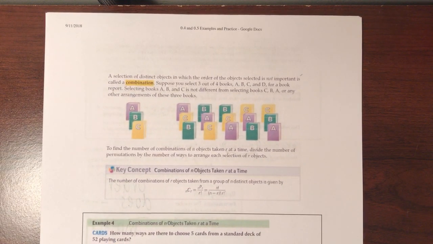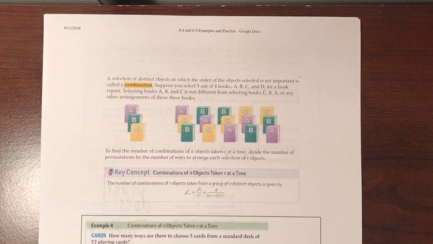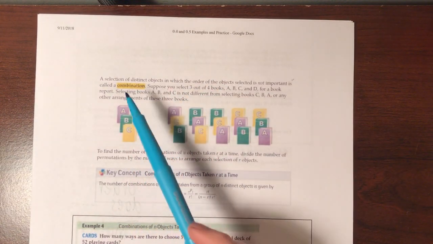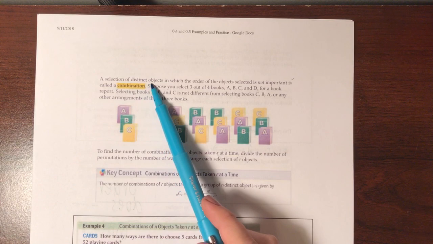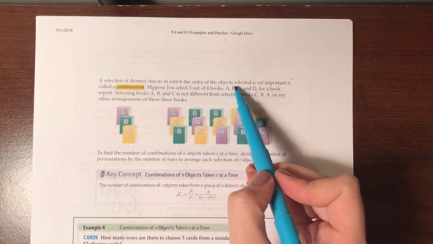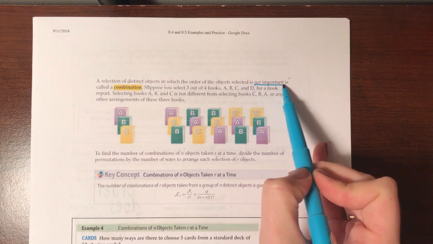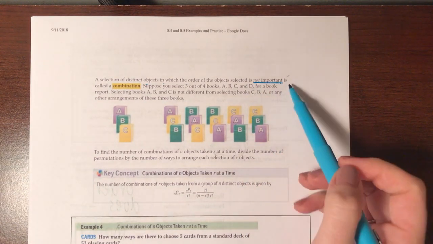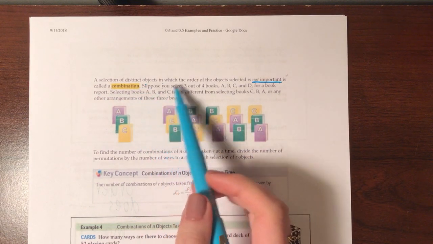All right, flip your page to where we have combinations. You've got these ABC blocks here. And this says a selection of distinct objects in which the order of the objects selected is not important. So order doesn't matter. Is called a combination.